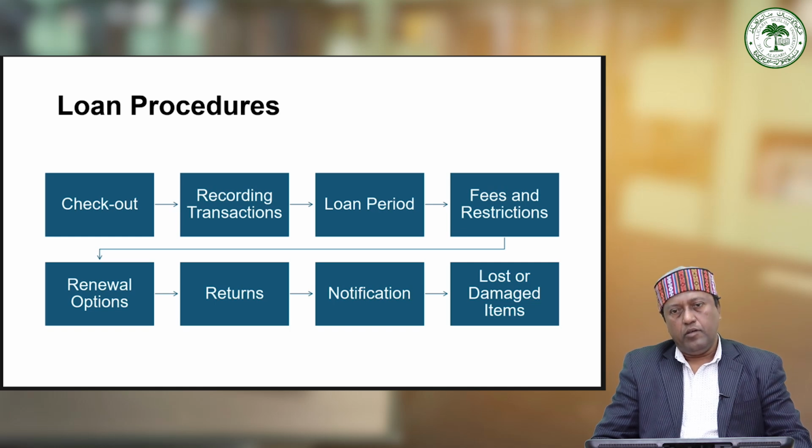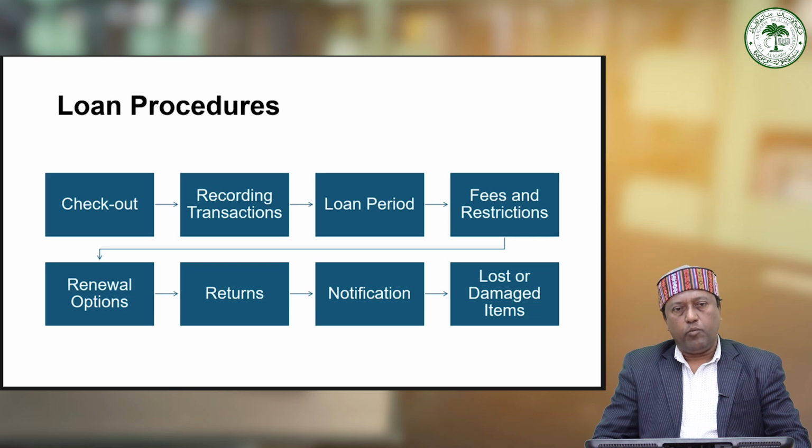But whenever a user wants to get any document issued, at least you should have the library membership card, and then the rest of the process will be taken care of by the library staff. So what it includes is the patron's information, the item borrowed, due date, and any associated fee or restriction. So that will be important here.